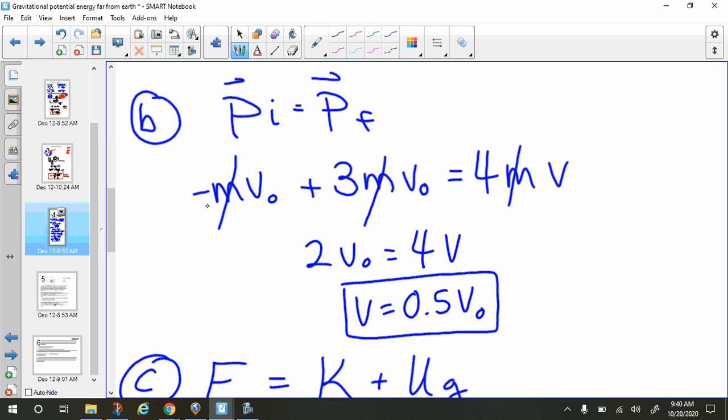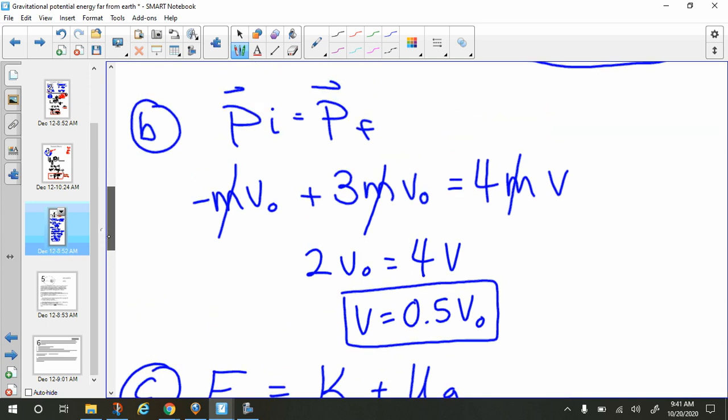So initially we have the smaller satellite moving, so it has just mass m and moving at v naught, and it's moving in the opposite direction of the bigger satellite, so that's why it has a negative sign, which is 3m times v naught, and that's equal to their final velocity times their final mass. Their final mass is 4m because they're now stuck together, and this would be their final velocity. So you can see the m all cancels, and then we get 2v naught equals 4v, and so we can solve for v and get v equals 0.5 v naught. So we're going to be going half of the initial speed.